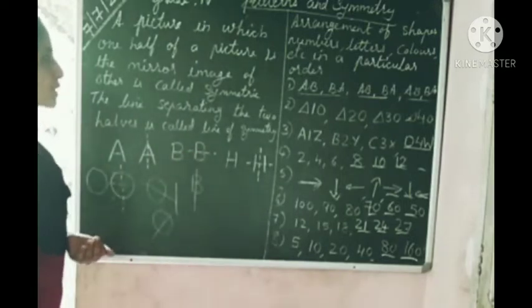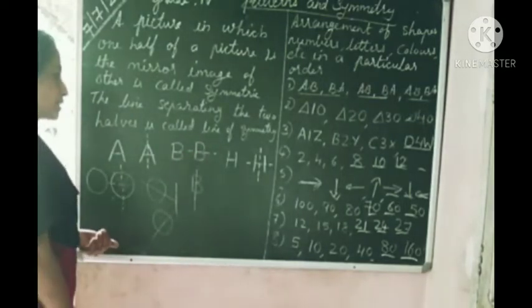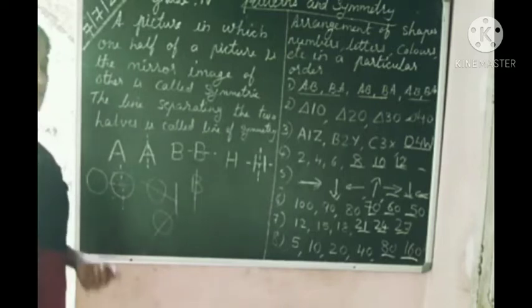Therefore it is called symmetrical shapes and the line is called line of symmetry.